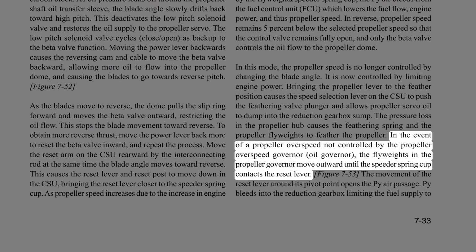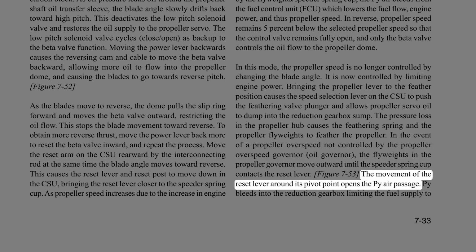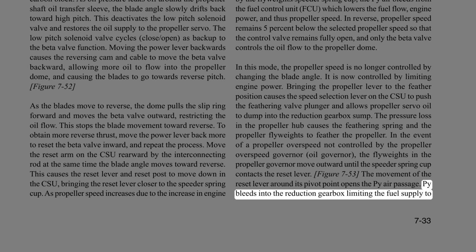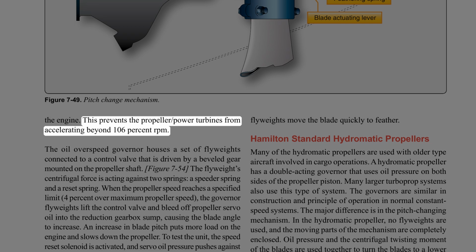In the event of a propeller overspeed not controlled by the Propeller Overspeed Governor, oil governor, the flyweights in the Propeller Governor move outward until the speeder spring cup contacts the reset lever. The movement of the reset lever around its pivot point opens the PY air passage. PY bleeds into the reduction gearbox, limiting the fuel supply to the engine. This prevents the propeller power turbines from accelerating beyond 106% RPM.